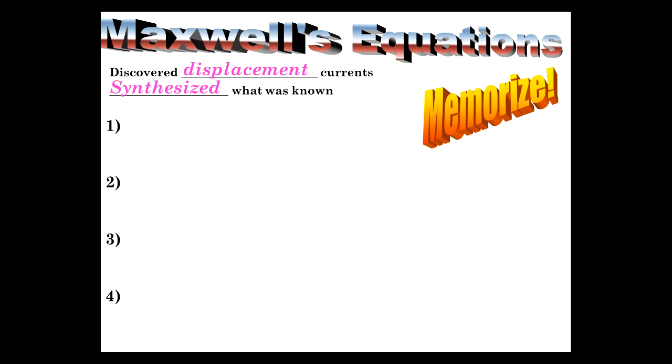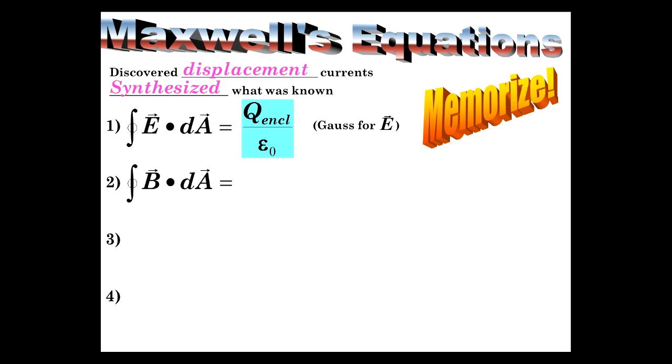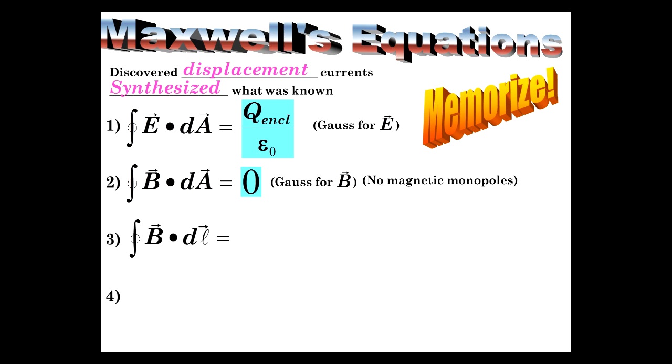So, what do they include? The four equations we've been looking at. First of all, closed integral of E dot dA is Q enclosed over epsilon 0. We know this as Gauss's law for electric fields. Then we have closed integral of B dot dA, and that is 0. Now, it's 0 because this is Gauss's law for magnetism, because there are no magnetic monopoles, or there are no isolated magnetic charges as there are for electric charges. So this is Gauss's law for magnetism.